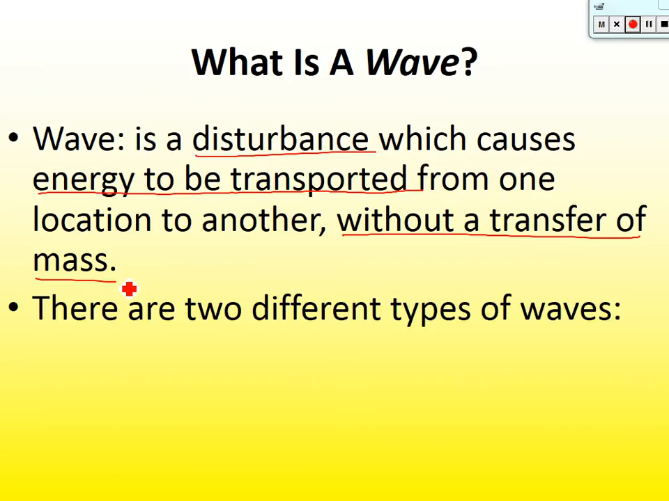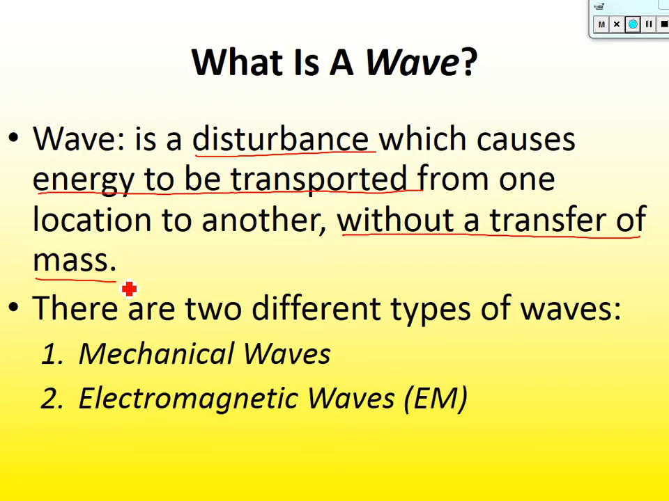So there's two different main classifications of waves. So there's two different types of waves. Number one is mechanical. Mechanical waves we're going to study in detail today. The other type of wave is called an electromagnetic wave. And a lot of people just call these EM waves for short, electromagnetic. We're going to spend most of today's lesson learning about mechanical waves.